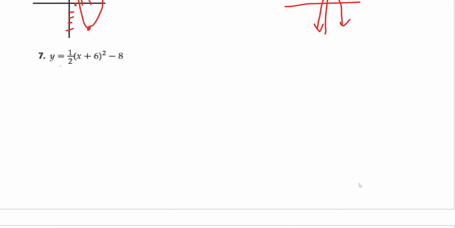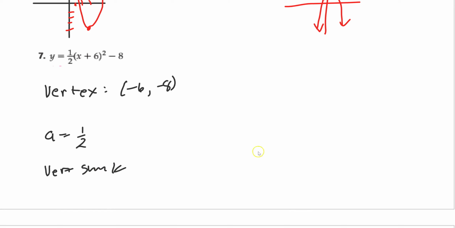Let's do one more. So this right here, same idea. 1/2 times x plus 6, so let's find the vertex. So inside opposite, outside follow. So we get negative 6, negative 8. My A is 1/2. This is a vertical shrink. So if I was graphing this, we go negative 6, negative 8. Vertical shrink, so it's kind of like you're going across two, up one. It's not exactly, but we're just doing a sketch to help us gauge how big it should go.